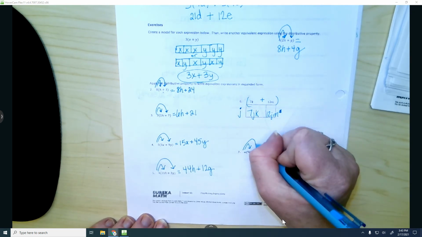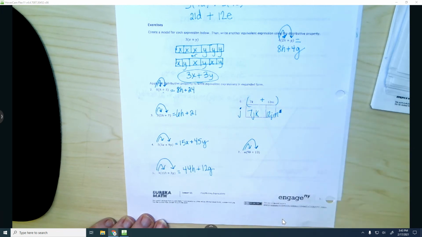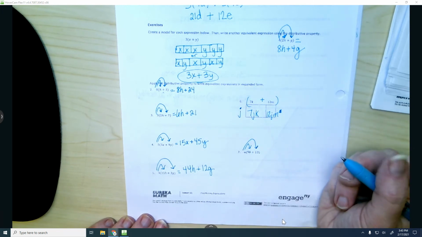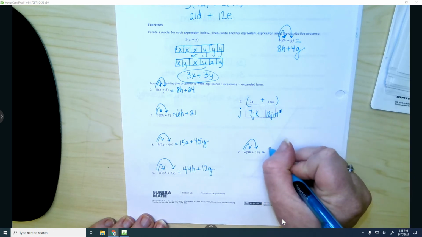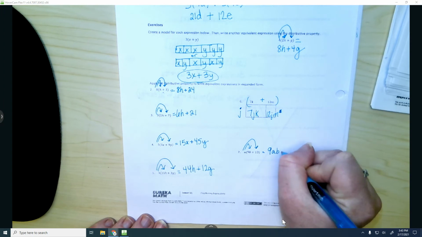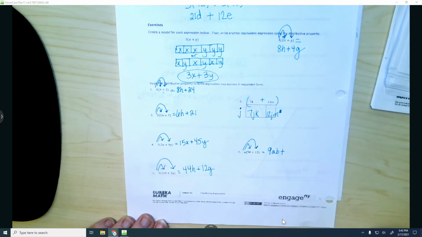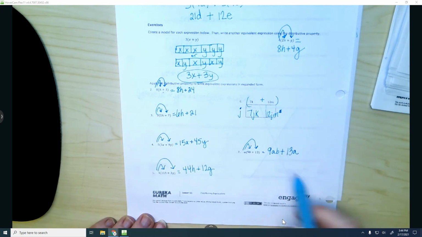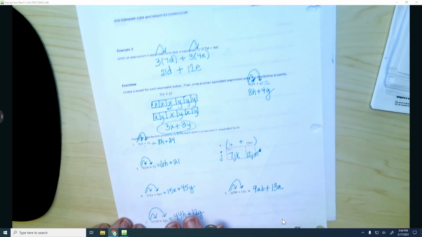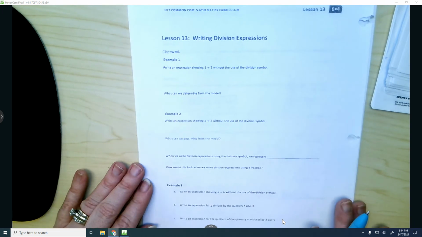All right, what happens if we have to distribute a letter in? So a times 9b, a times 9b. So that is the same as saying 9ab plus a times 13, so 13a. Again, we're keeping them separate because here we have a and b together, and here we just have a. But these would be equivalent to each other. The problem set you will probably do in class with your teacher. Let's move on to lesson 13.